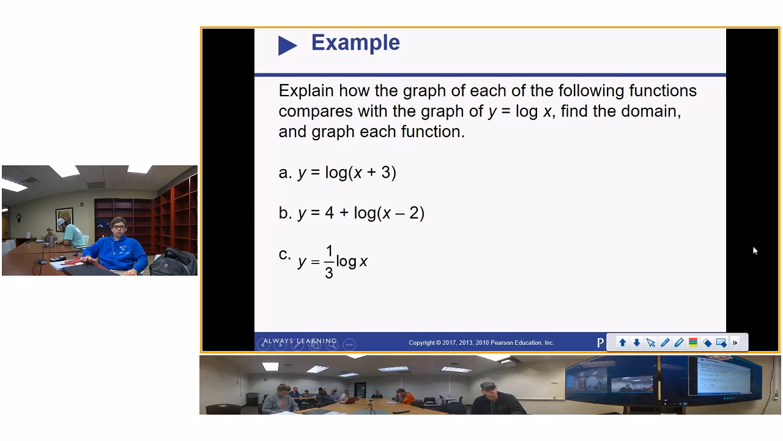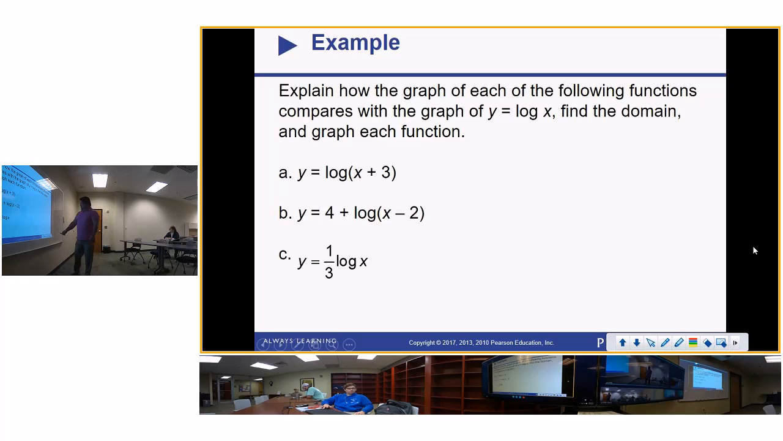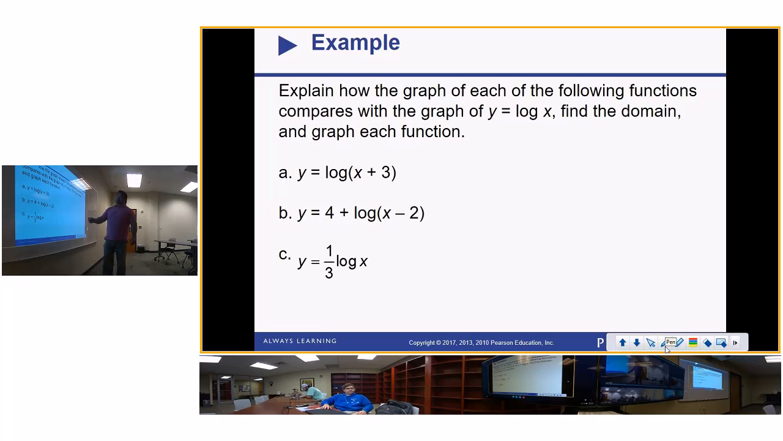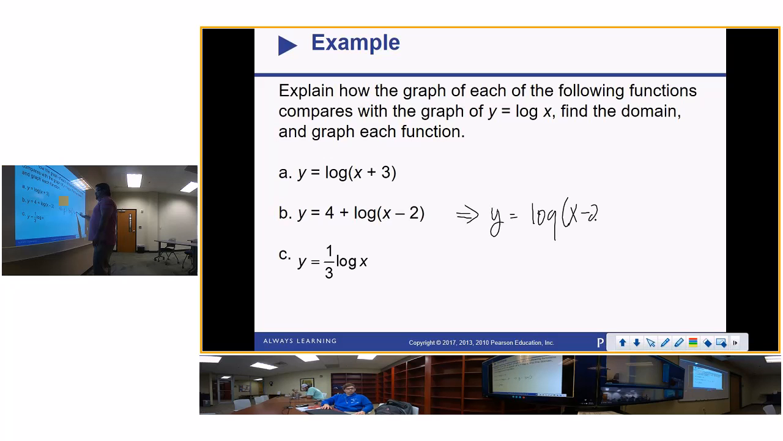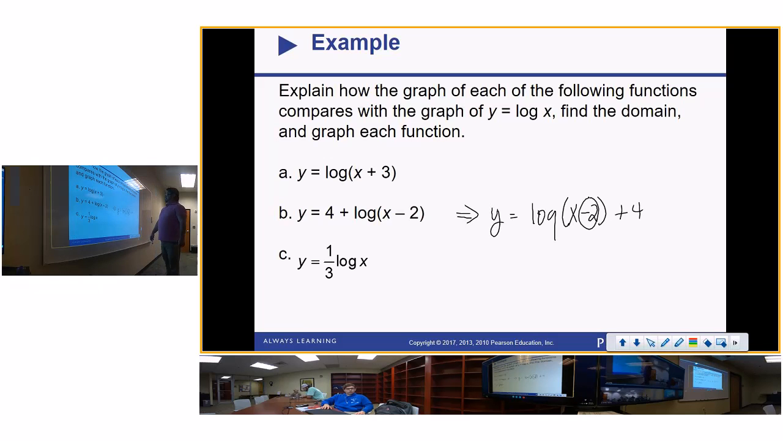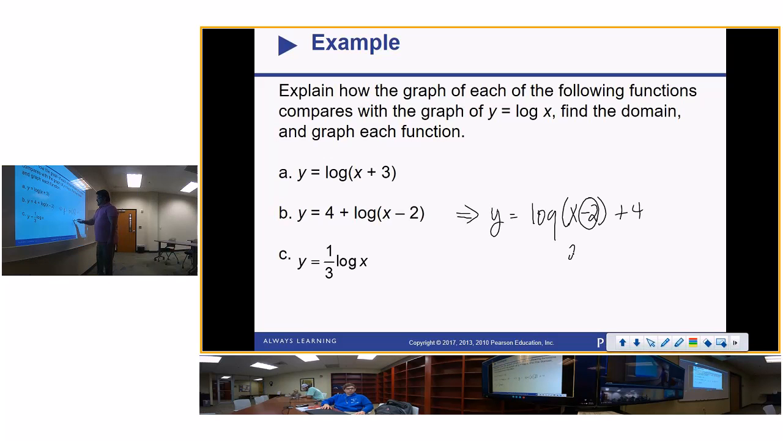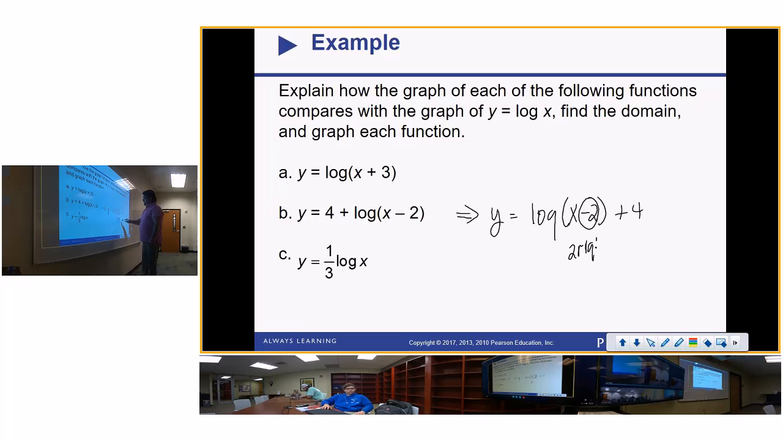Or you could sketch them. But I'm going to rewrite the second one. Y is equal to log x minus 2 plus 4. Somebody tell me what the horizontal shift is. 2, 2 to the right. And what is your vertical shift? 4, up 4.